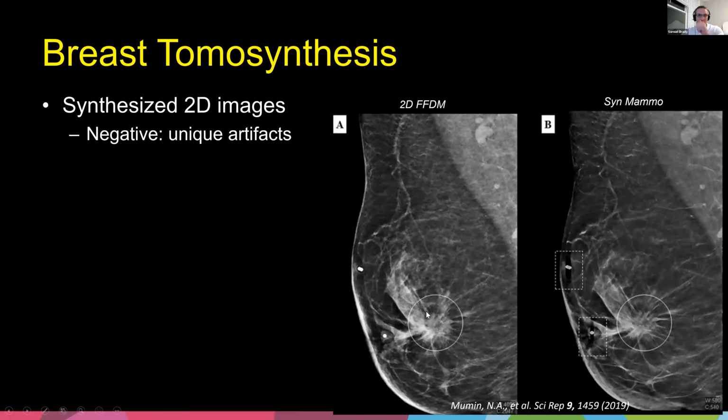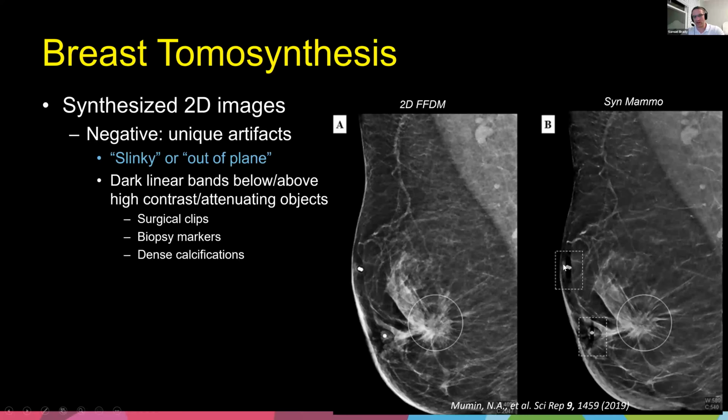First of all, you're going to have artifacts. Here I'm going to show you a series of images. On the left are the true two-dimensional full-field digital mammography, and then the others are the synthetic. Whenever you look at a synthetic, you're going to get these out-of-plane, or what are called slinky, artifacts. You have a really high contrast, high attenuation object that spans multiple slices of the tomo series. When you combine them all, you actually lose some of that information out of plane.